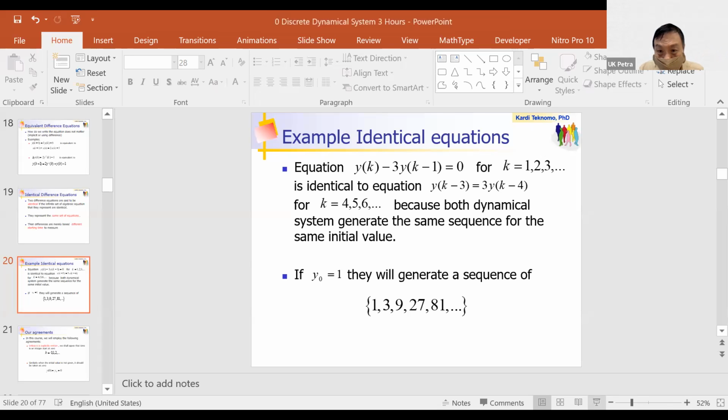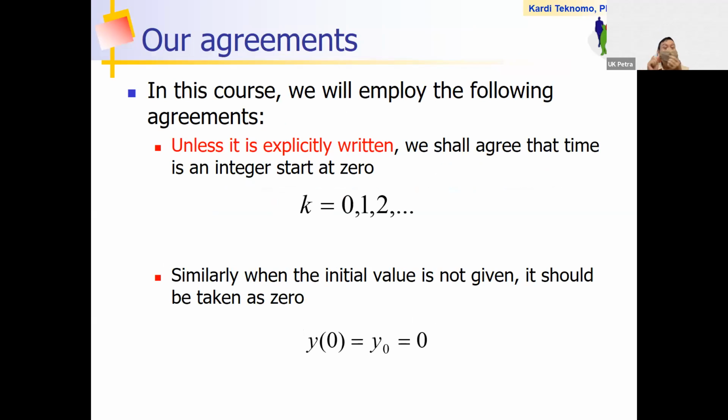So you already know what is equivalent and identical, okay? So now in this course only, during exam, for example, I will not tell, right? This is our own agreement. Unless I explicitly write otherwise, we shall agree that the time starts from zero. So if I don't tell anything, you know that k starts from zero. Let's make it simple. Similarly, if I don't tell you the initial value, then take it as zero. For example, y_0, if I did not tell you anything about the initial value, you can take it as zero. It's not in real life, but this is only during our course.